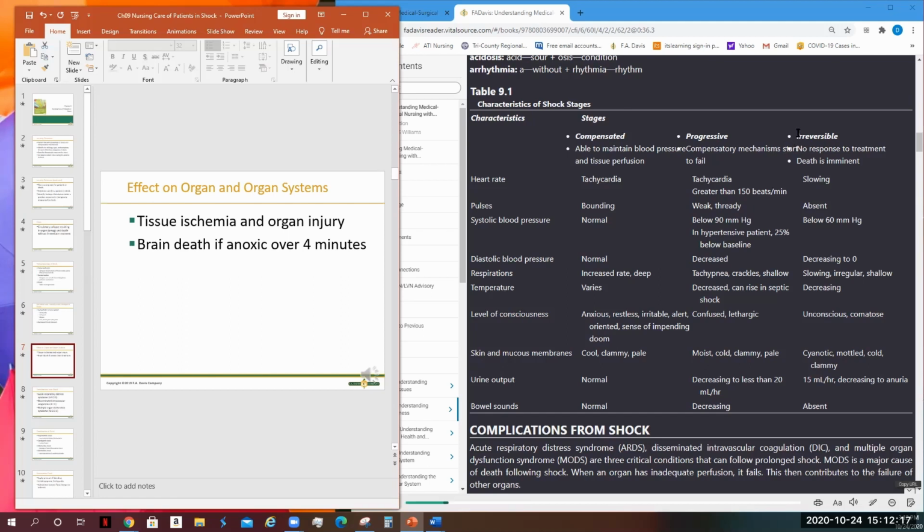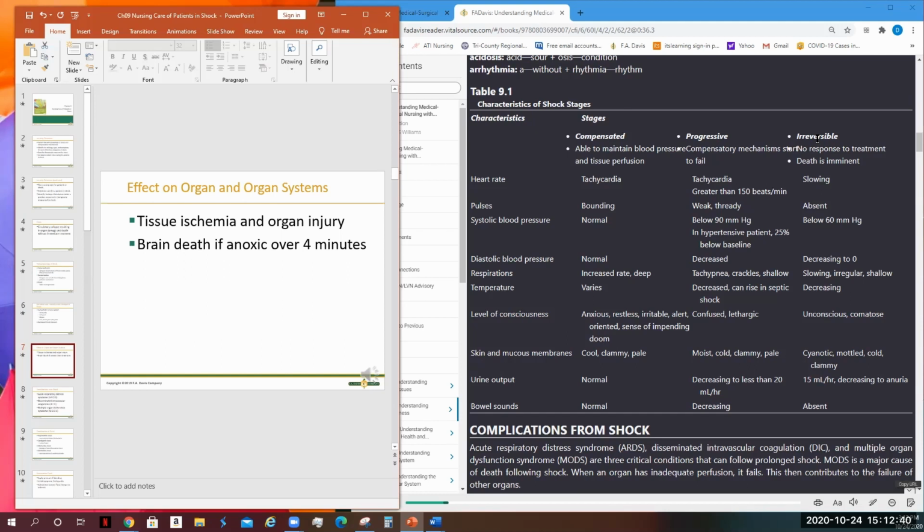Once you get to the irreversible stage of shock, there will be no response to treatment, and unfortunately, death is imminent. At that point, the heart rate will be slowing. There won't be any more pulses. The systolic will be below 60, and the diastolic will be decreasing, possibly to zero.